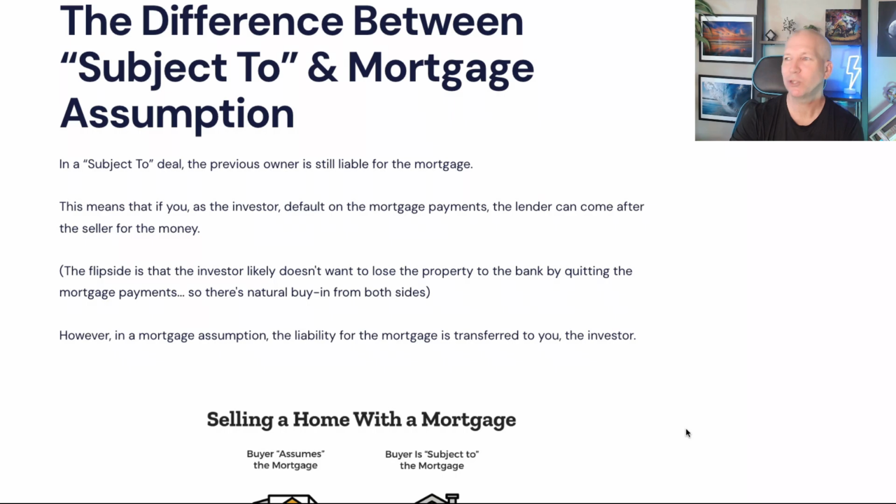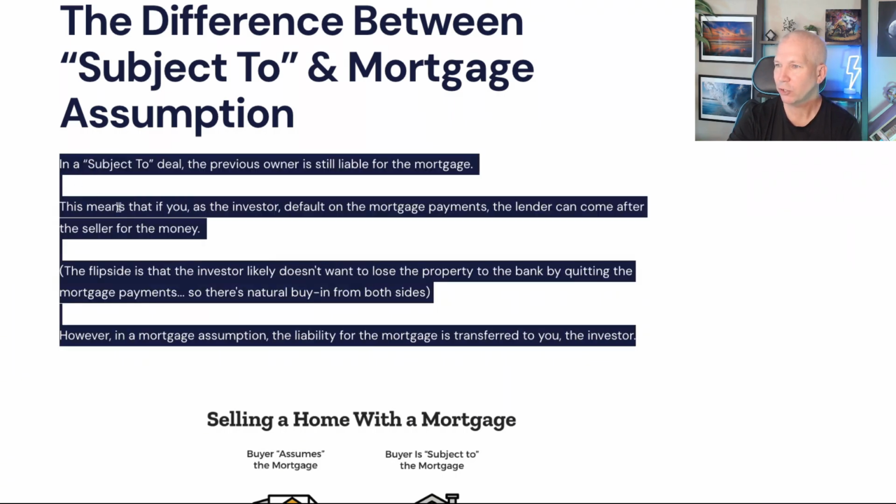So what's the difference between a subject to and a mortgage assumption? In a subject to, the previous owner is still liable for the mortgage like we spoke about. This means that if you, the investor, default on the mortgage payments, the lender can come after the previous owner for money, but they can't come after you.